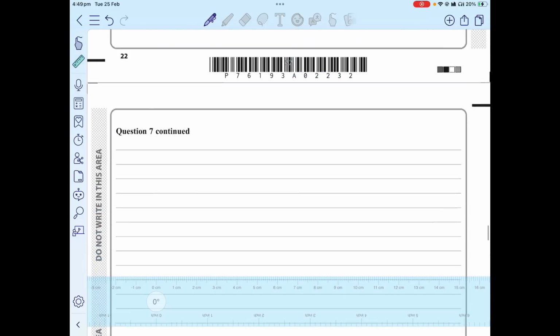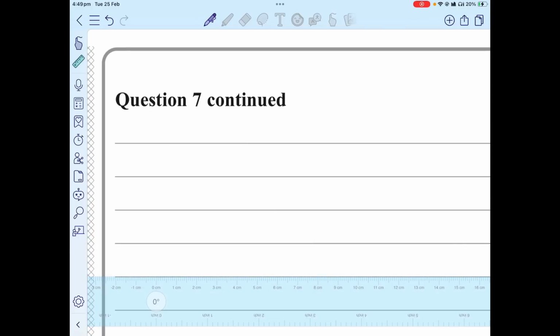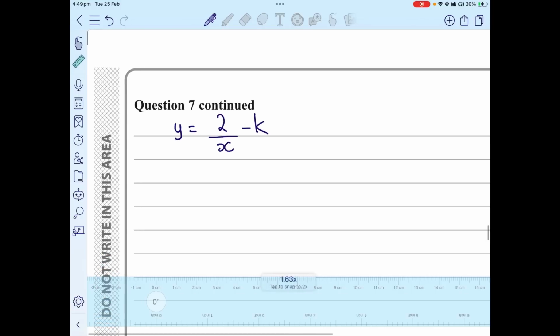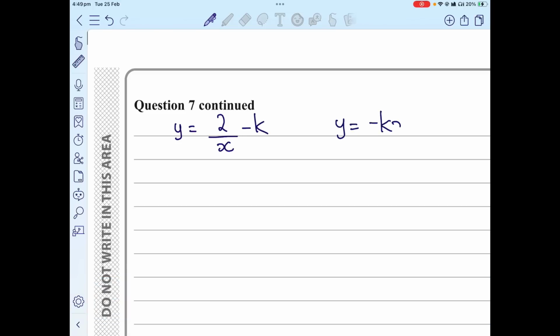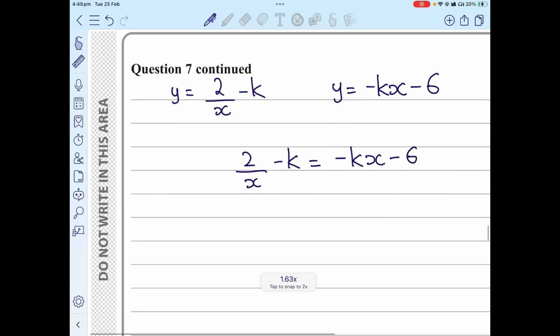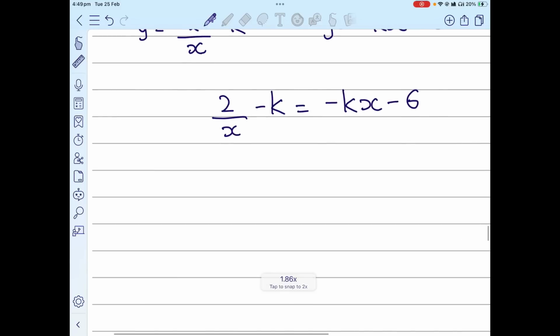The first equation was y is equivalent of 2 over x minus k. Wasn't it? Yes, 2 over x minus k. The other equation is y is equivalent of negative kx minus 6. So now, because they both are equal to y, I can equate them. 2 over x minus k is equivalent of negative kx minus 6. Then I've got to simplify this. So I can multiply everything by x to remove the denominator x.